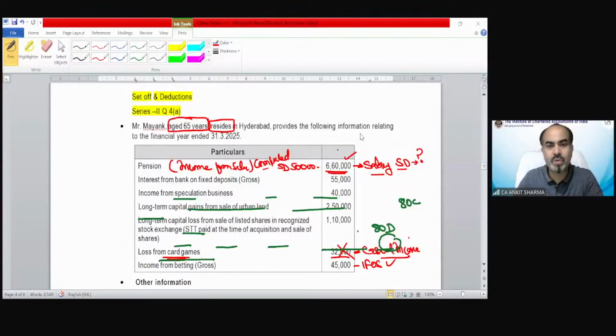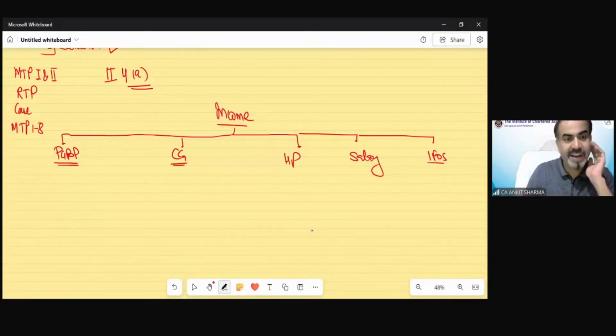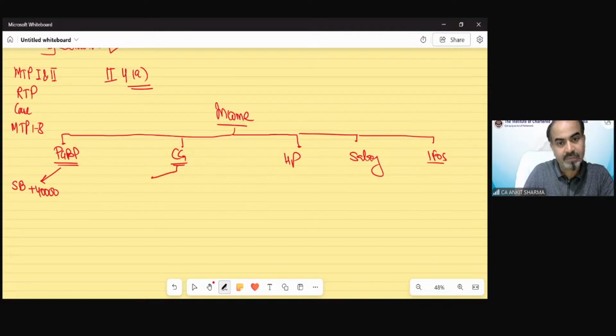So we are going to solve this question now in this format. There was a speculative business income that was given in the question, that was 40,000 rupees. There was a capital gain. If you see, there is long-term capital gain. Now I'm going to ask a very interesting question. Under section 112 on sale of urban land, that was 2,50,000 rupees. And there was a long-term capital loss under section 112A, that is 1,10,000.